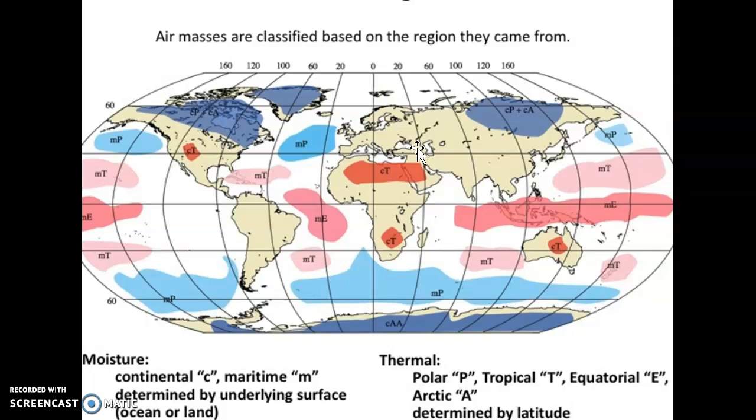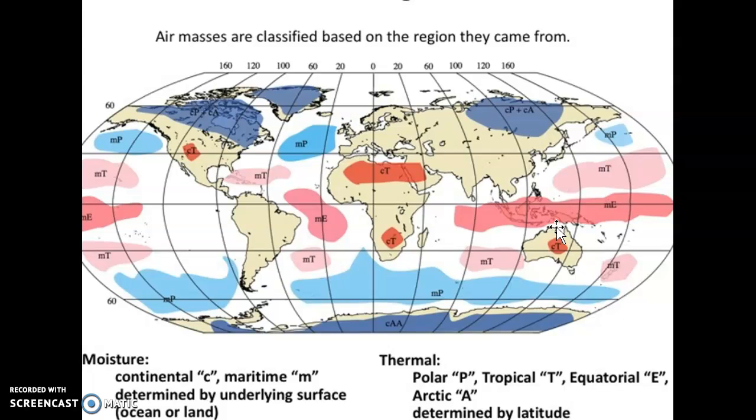So, there's a spot on your worksheet where you can pause the video and just write some notes to yourself specifically about air masses and how they're named. I would just pick a couple examples. The biggest thing that I want you to know is when you're looking at a map of the Earth like this, all of these big colored blobs that look like clouds are just simply air masses, and air masses are everywhere all the time.